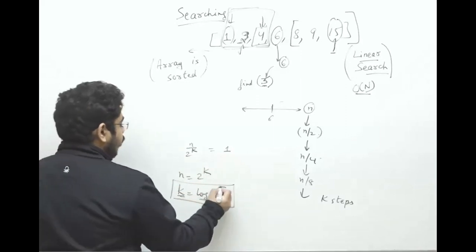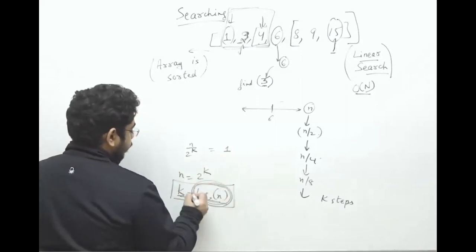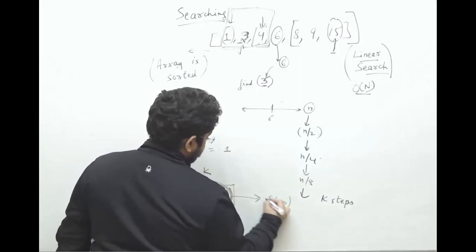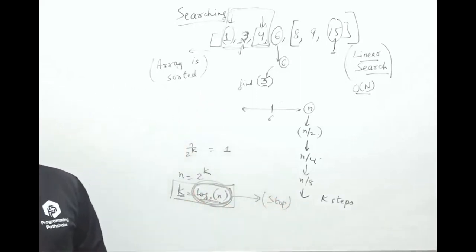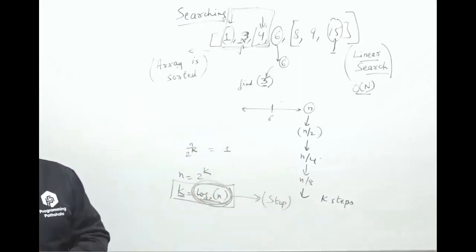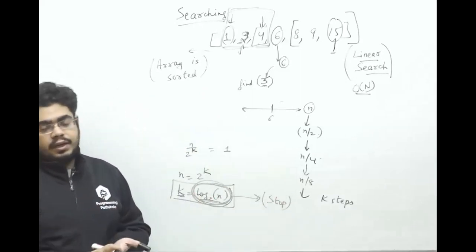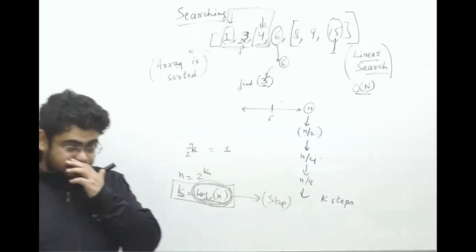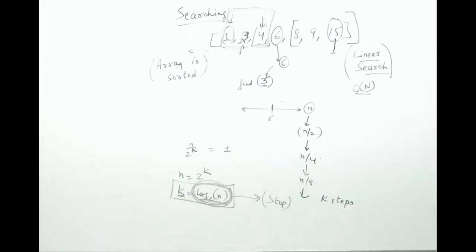So after log base 2 n steps, I will stop. Either I would have found my answer, or the answer is not present. Like I would have got a conclusive thing, that the answer is there or not. Is this making sense to everyone? Yes or no?